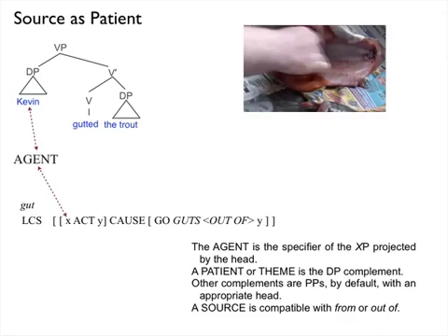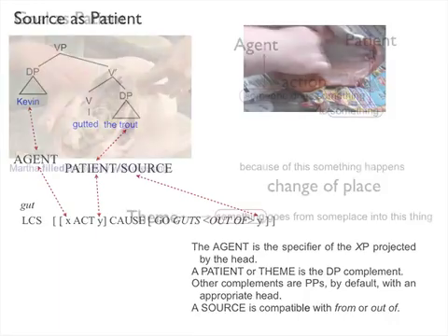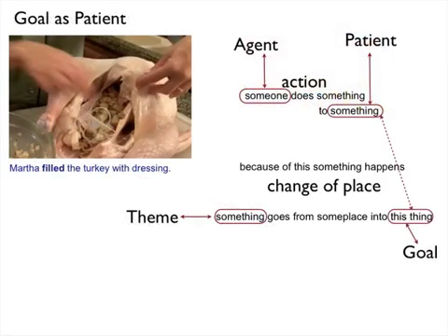Okay, so we've got an agent, we've got a patient, which is also the source, right? So you can have different things in there. And we've got the theme, which is the thing that is realized. And you can have goal as patient. So we go back to the turkey scenario. We just pick a different verb. We pick the verb fill. And then we fill the turkey with dressing. The dressing is the stuff undergoing the motion, right? And it's the cavity of the turkey that is the end point of that movement.